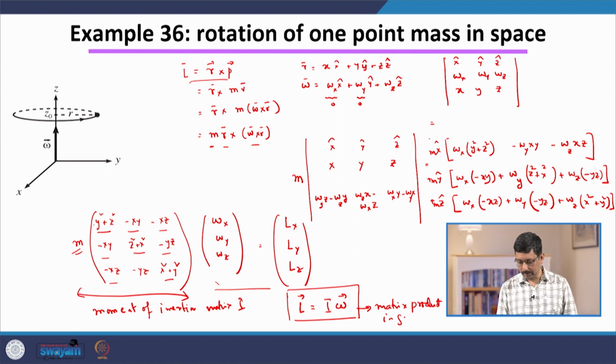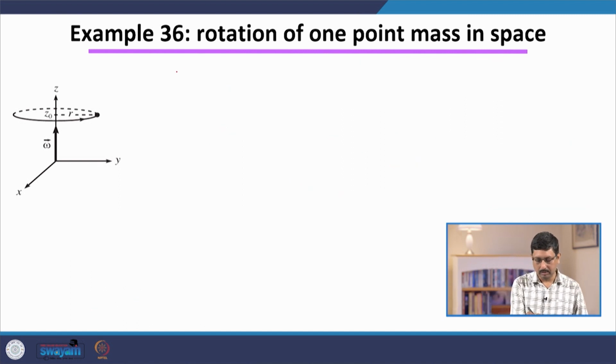In general, even for a point mass, it can be a matrix equation. So, this is the reason that L and omega are not in the same direction. Let us now plug in the values and calculate for this particular problem. Given this omega vector is 0, 0, and omega 3.